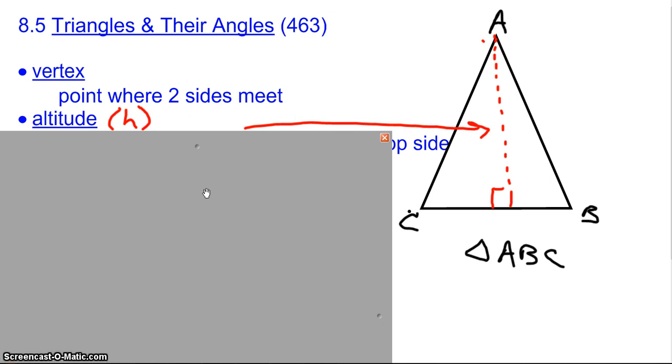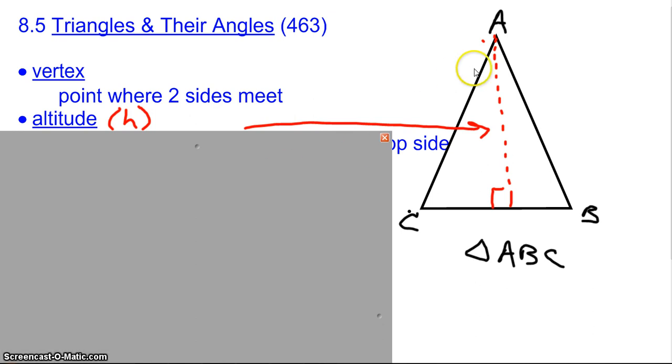We have these things called altitudes. And in the parentheses, you see H, because in everyday language, we may not use the word altitude. We may use the word that begins with H. Do you know what it is? Riley? Height. Good, height. But altitude is the fancy geometry word for height.